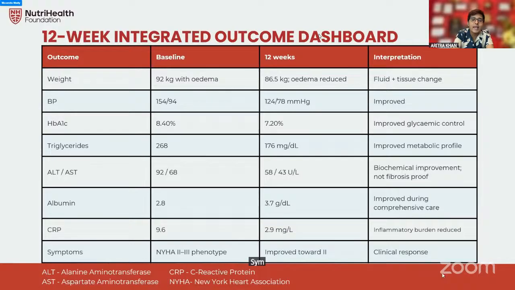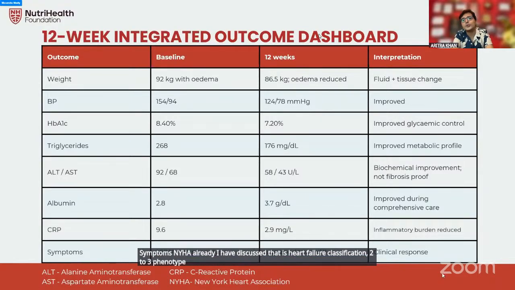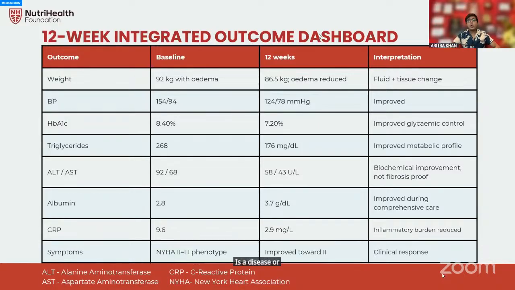Symptoms: NYHA, which we have already discussed, is the heart failure classification. The phenotype improved from 2 to 3 toward 2. So toward 2 means a little bit of exercise is allowed. This is about the clinical response, because heart failure, congestive heart failure, is a disease or disorder. It is a prolonged chronic disorder.